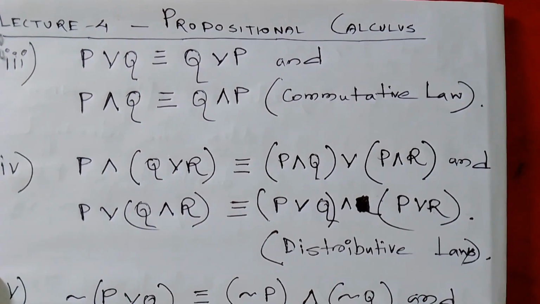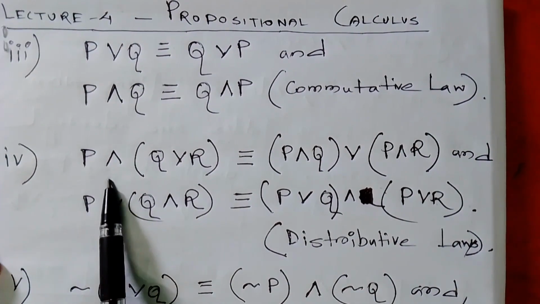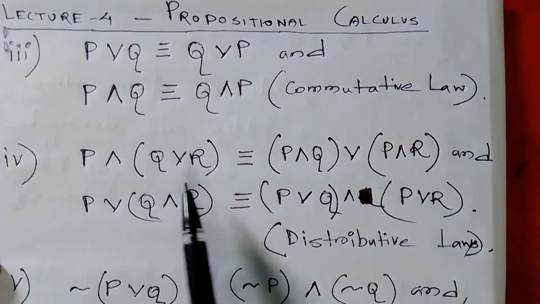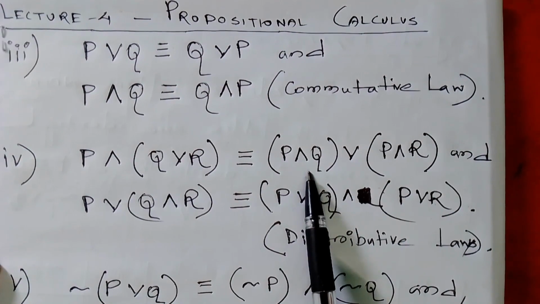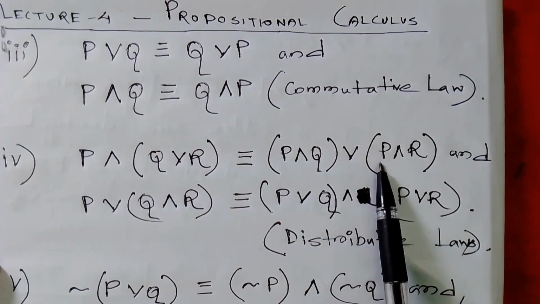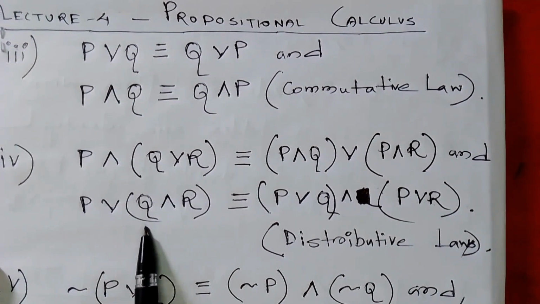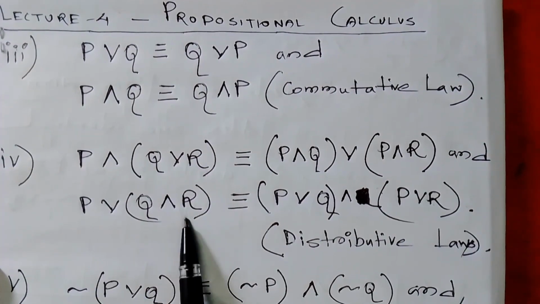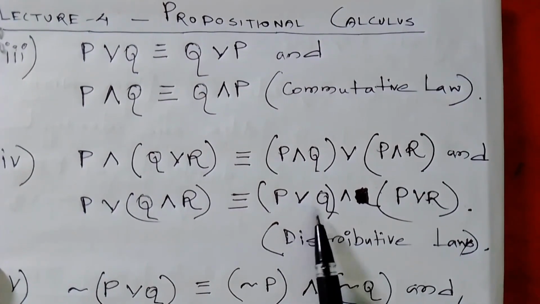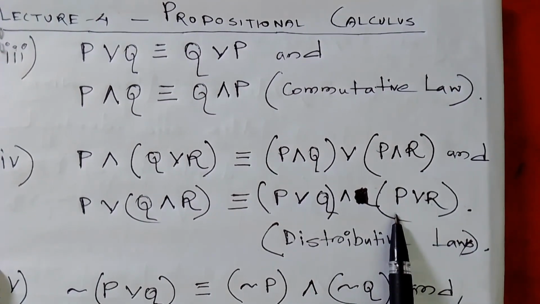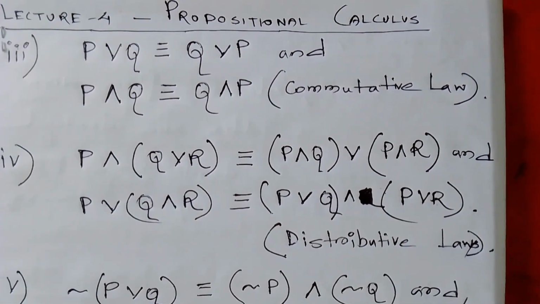Now the distributive law. So P conjunction (Q disjunction R) has logical equivalence with (P conjunction Q) disjunction (P conjunction R), and P disjunction (Q conjunction R) has logical equivalence to (P disjunction Q) conjunction (P disjunction R). So this is the distributive law.